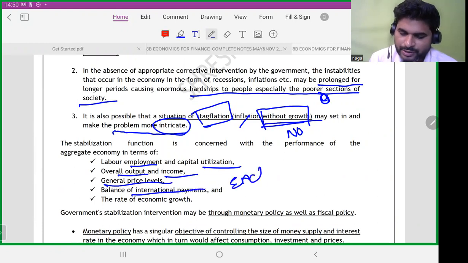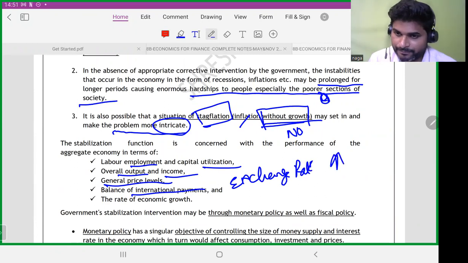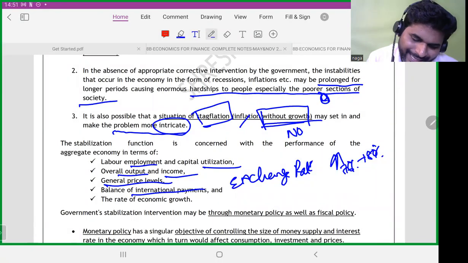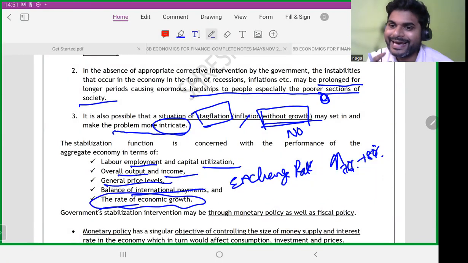The Indian exchange rate, for example, has jumped quite high in the last few months, in 6 months. It used to be at 76 and all. Now it has crossed 80. So there are the international payments, the imports and exports, and also the rate of economic growth. There has to be healthy growth. Always there is a requirement to have healthy growth.